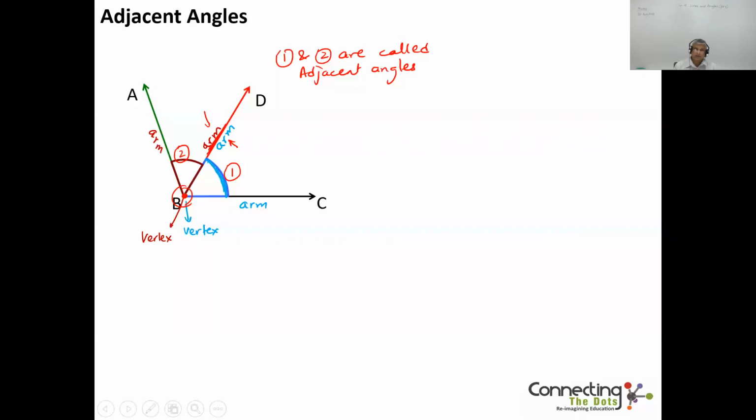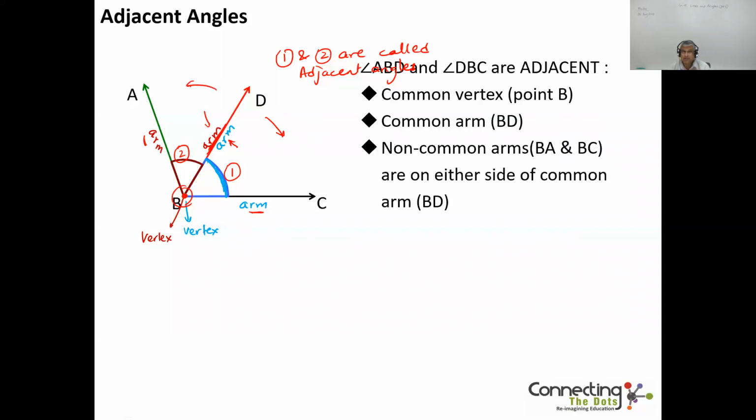That the non-common arms, which is this and this, should be on opposite sides of the common arm. So when we say these three conditions are met, then the pair of angles are called adjacent angles.